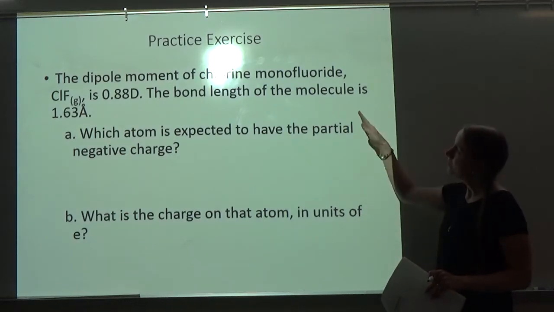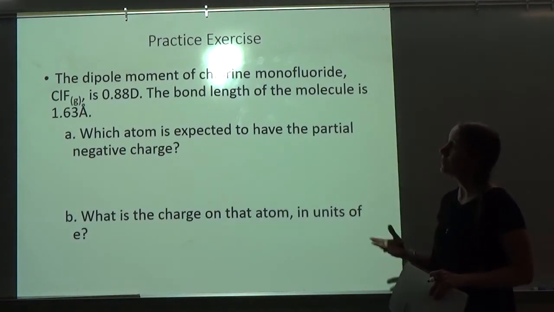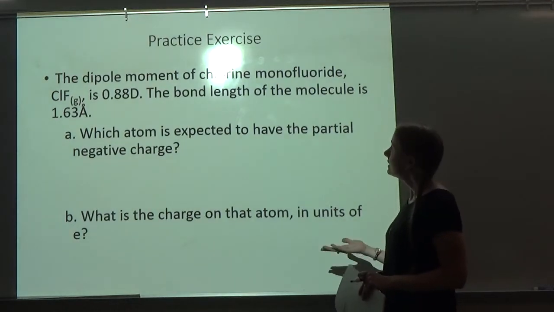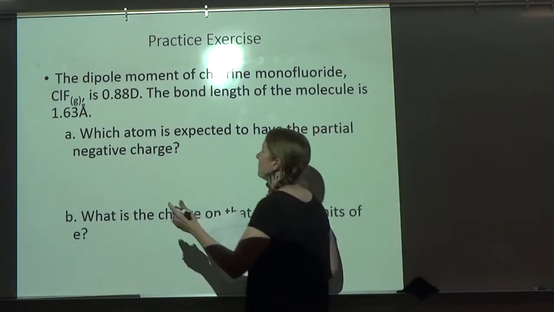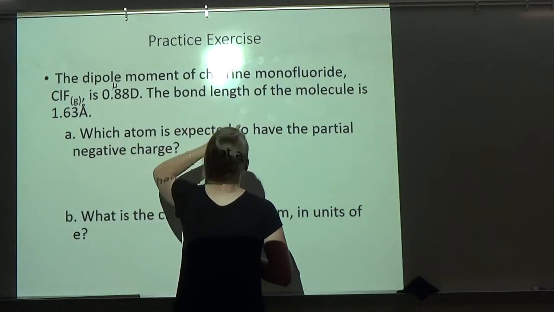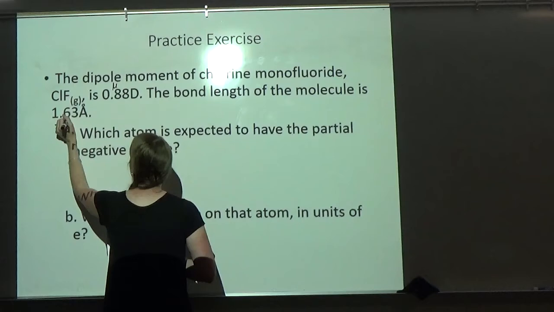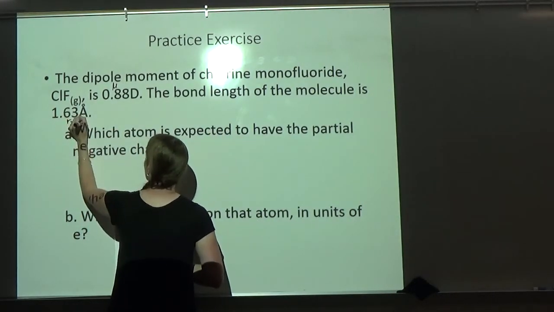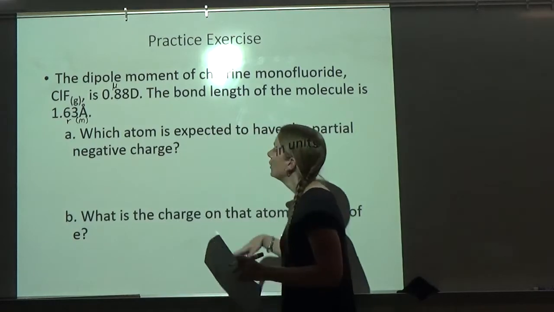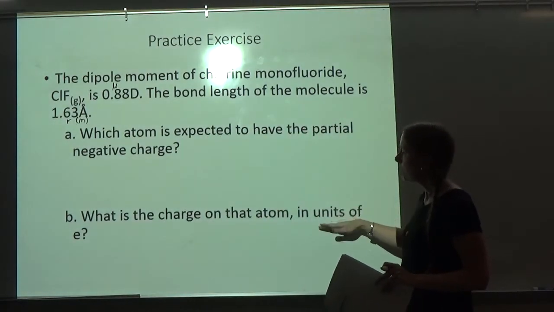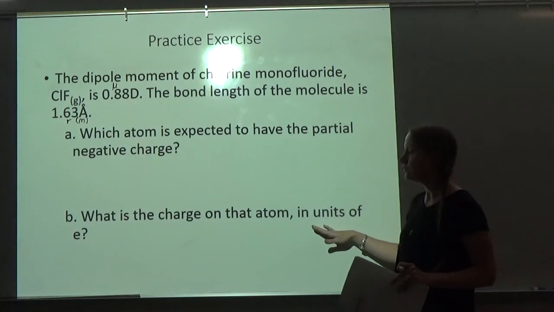So it says, the dipole moment of chlorine monofluoride, which is ClF, is 0.88 debye. So I have my dipole moment right here in debye, so that's my mu. It says the bond length of the molecule is 1.63 angstroms. Of course, I know I'm going to need to change that to meters, though. Which atom is expected to have the partial negative charge? What is the charge on that atom in units of E?